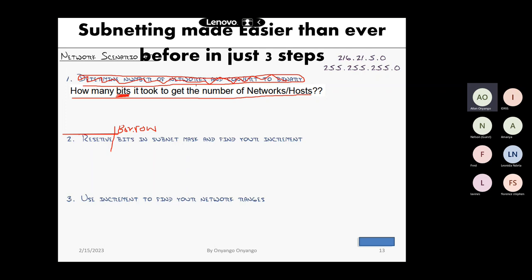For the second step, you are going to do only one of them, not all of them. So you'll either borrow or reserve bits, on the subnet mask. And then the second part is you need to find your increment, which some people call the magic number. Reserve stroke borrow bits on the subnet mask and find your increment or magic number. Skip four or five lines or some space there.